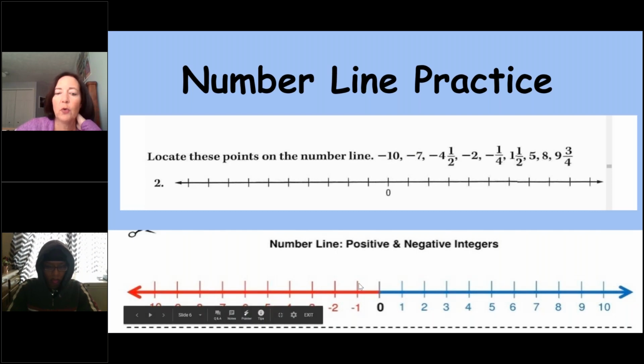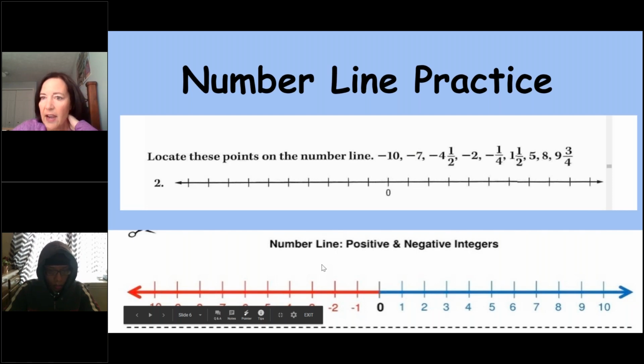Negative 10 is just going to be 10 jumps to the left of 0, so I would put negative 10 right here. Negative 7 goes right here at negative 7. Negative 4.5, I find, can be tricky for students. We can find negative 4 jumps to the left of 0, but for the half, we have to go an additional half to the left. So negative 4.5 falls between negative 4 and negative 5.